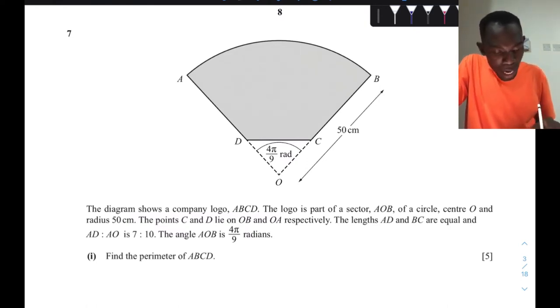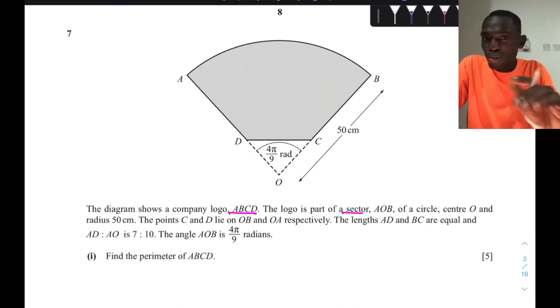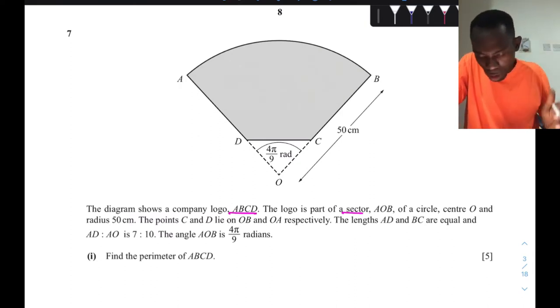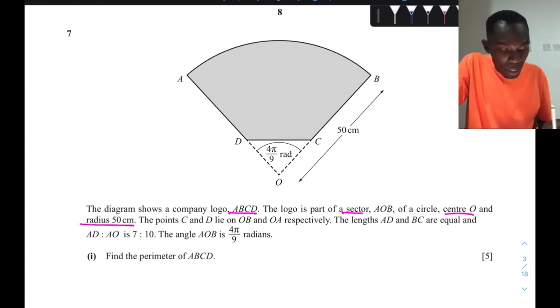So the diagram shows a company logo, ABCD. The logo is part of a sector. Well, they have mentioned a sector. Don't we know what a sector is? We know the formula for the area of a sector. We know the formula for arc length. So no problem. Okay, let's continue. With center O, great, and a radius of what? 50. Now we know the radius.